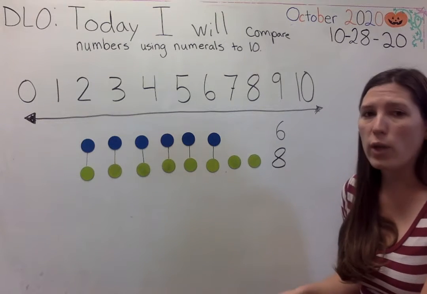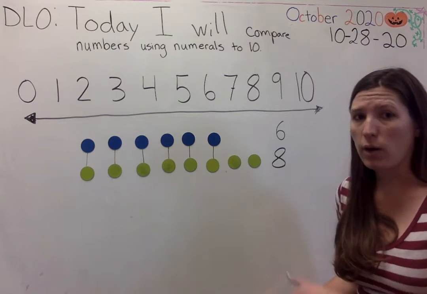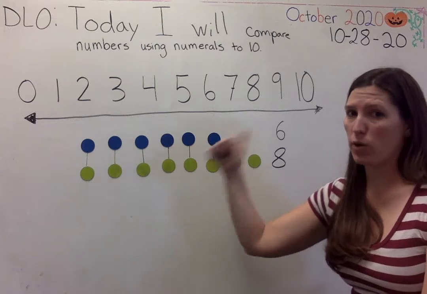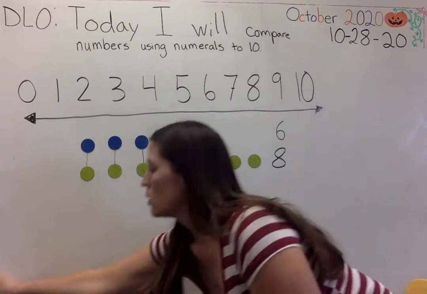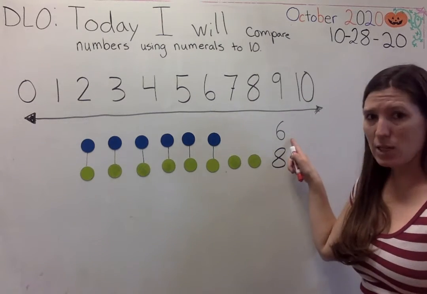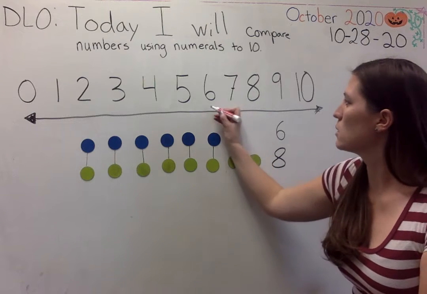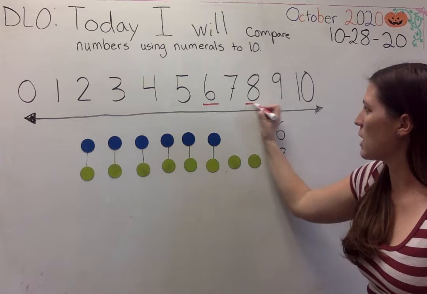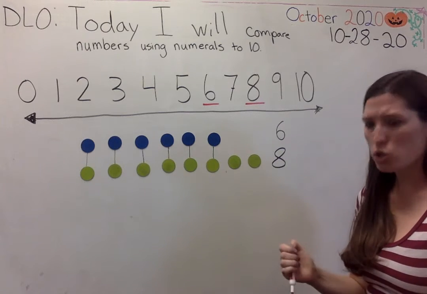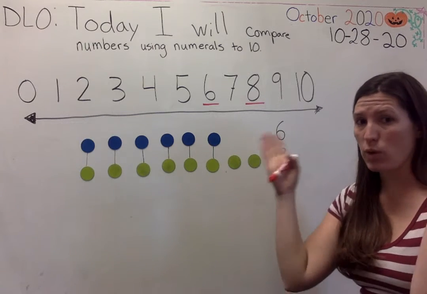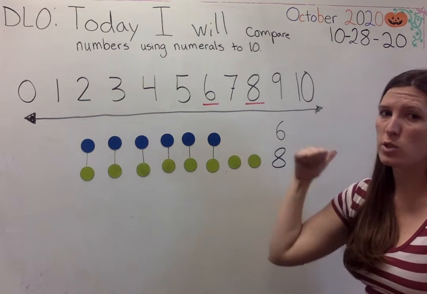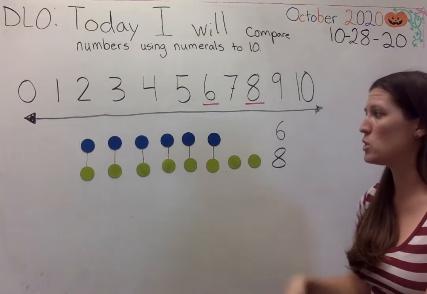I want to know which group is greater. Greater. More. If the number is greater, it's farther away from 0. I'll get my marker. We've got 6 blue, so I'll mark 6. I have 8 green, so I'll mark my 8. Which group is greater? More. If it's greater, it's farther from 0. If it's less, it's closer to 0.